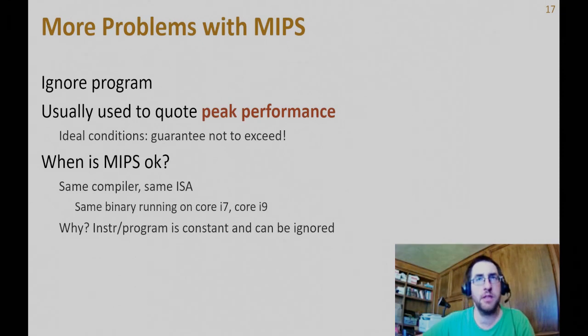MIPS is okay to use if you're holding the instruction set and the program constant. If you don't change the number of instructions that get executed and you don't change the program, then it's fine. So if you have the same compiler, same instruction set, you run the same binary, but you run it on 2 different pieces of hardware, this can tell you something about the difference in how those 2 pieces of hardware implement the same instructions. This is really uncommon to actually do in practice.